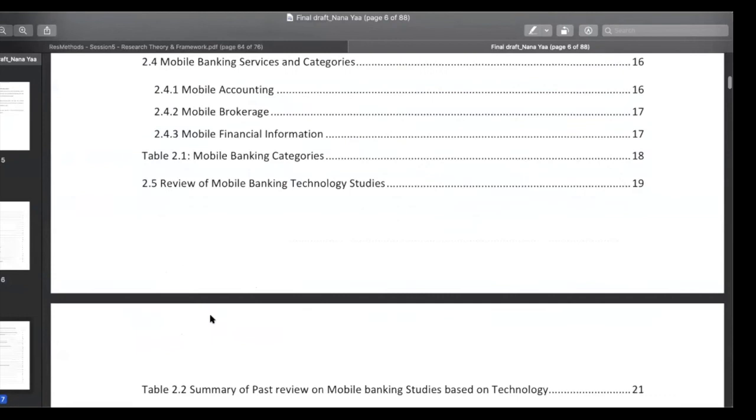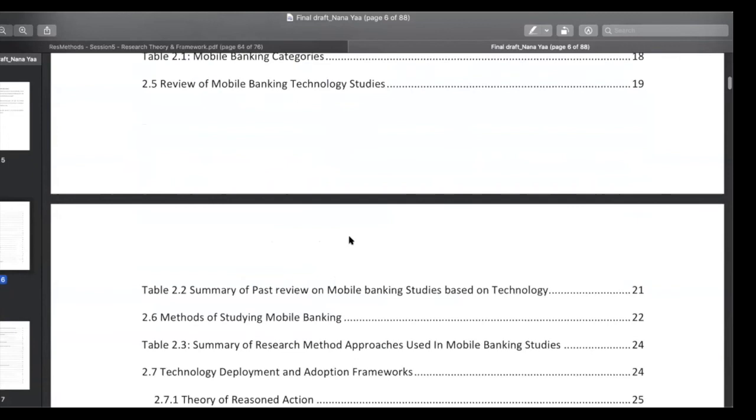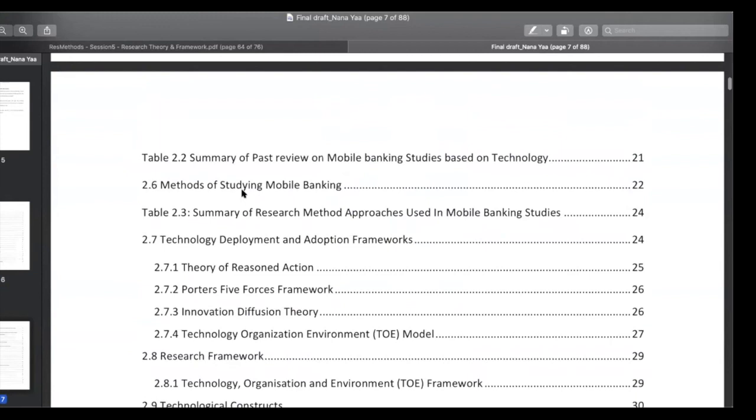Look at how it is. You said you wanted to know, look at how it is started. Literature review, introduction, technology deployment in organization, mobile banking technology, mobile banking service and categories. Review of mobile banking technology studies. Technology adoption frameworks. Review methods of studying mobile banking. Technology deployment and adoption studies.